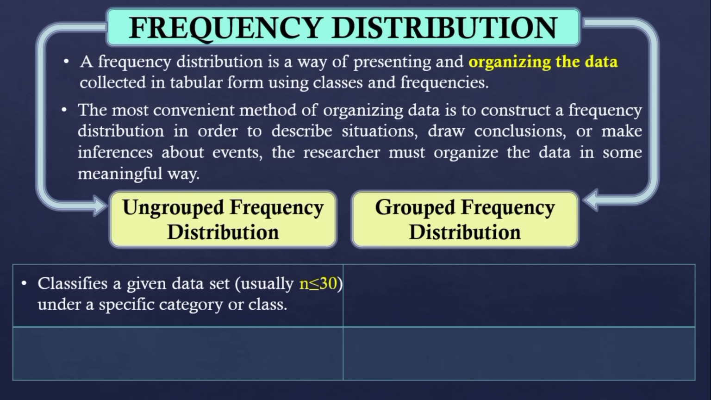Pag sinabi natin categorical, kung halimbawa ang mga variable mo ay ages, pwede mong gamitin ang group frequency distribution. Kung ang data mo ay variable mo ay gender. Okay? So, this is by category. So, ginagamit natin ang ungrouped frequency distribution most of the time sa mga categorical data or class.